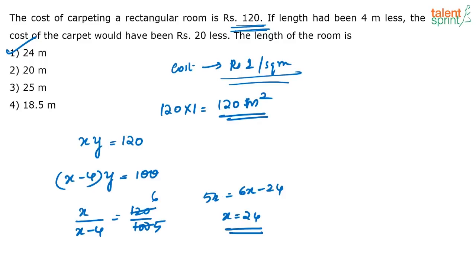Is it clear? I just assumed that the cost to carpet 1 square meter is 1 rupee. So totally it is taking 120 rupees, which means there are totally 120 square meters, that is the area of the room. If length is x and breadth is y, then x into y is equal to 120. This 120 represents the area of the room and also the cost required. When the length is reduced by 4, the cost becomes 100, so I have just found the value of x, or the length.